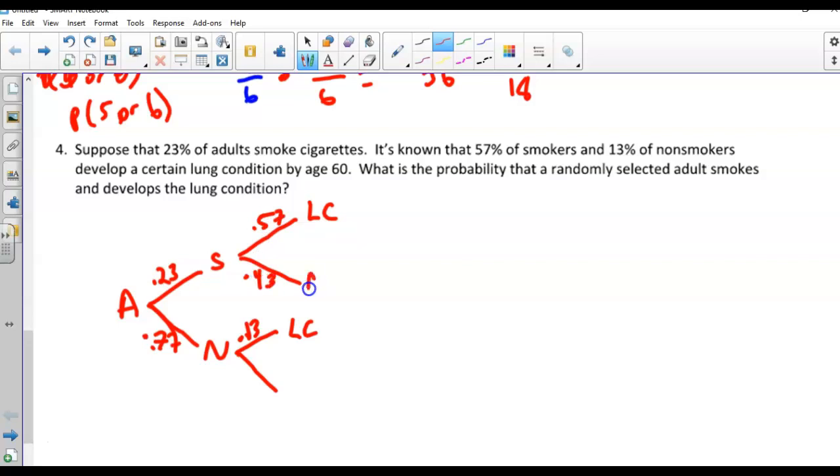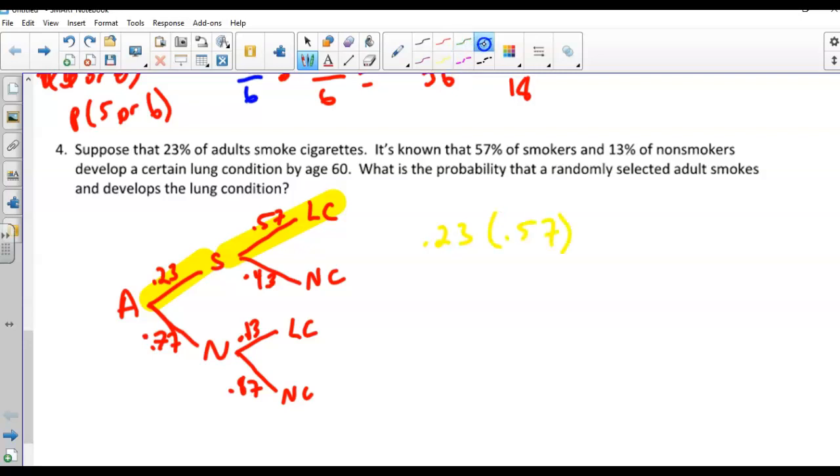All right, which is no condition. And then if this is 13, then this is going to be 87% has no condition. All right, so it says, what's the probability that a randomly selected adult smoker develops a lung condition? So again, a randomly selected adult smoker, so we're looking at this side right here, an adult smoker develops a lung condition, so lung condition. All right, so we have 0.23 times 0.57.